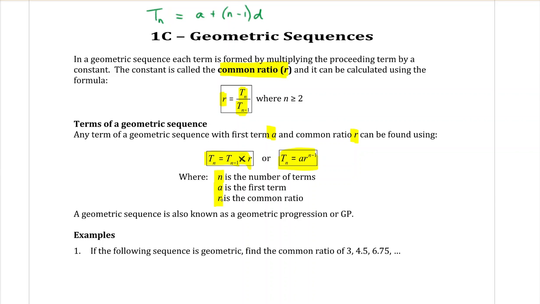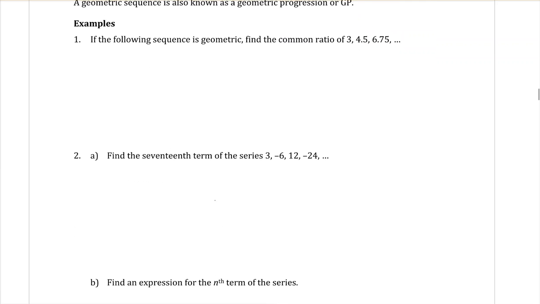Let's do some examples. Number 1, if the following sequence is a geometric sequence, find the common ratio. To find the R, you just have to take two consecutive terms. I'm going to take the first two, and I'm going to do the second term, which is 4.5, divided by the first term, which is 3. 4.5 divided by 3 is 1.5. You could have done 6.75 divided by 4.5 and you should get the exact same answer.